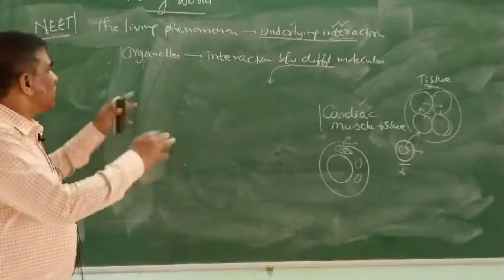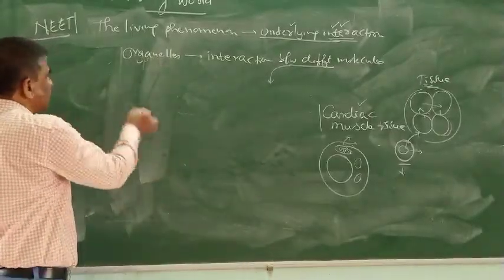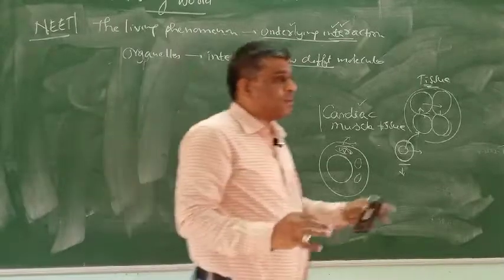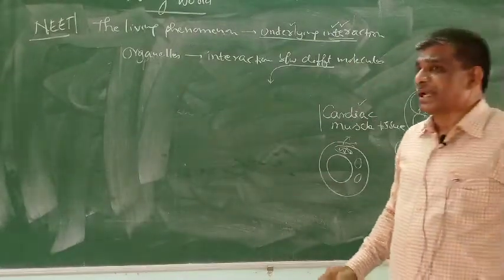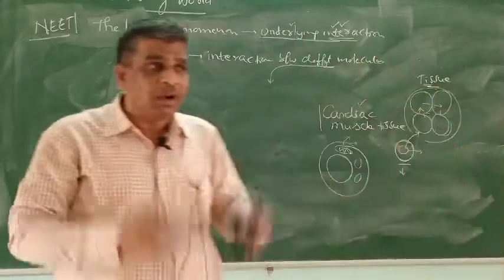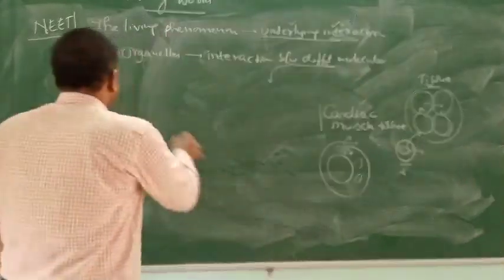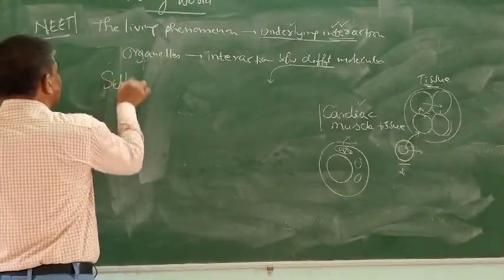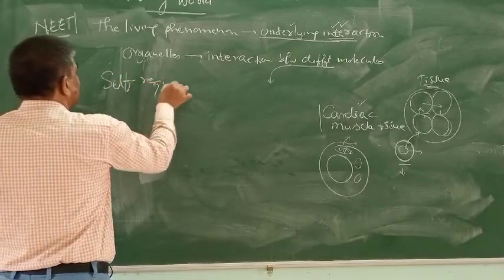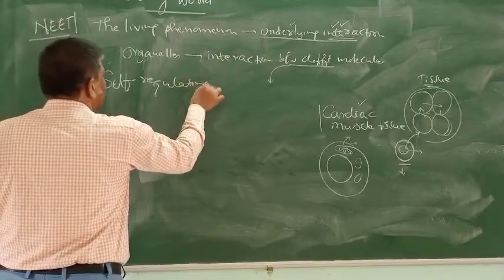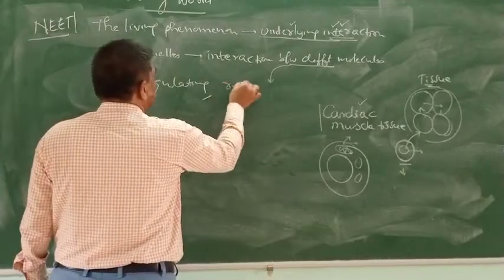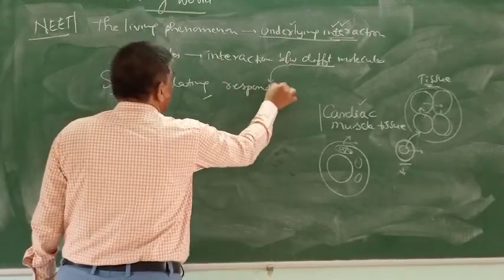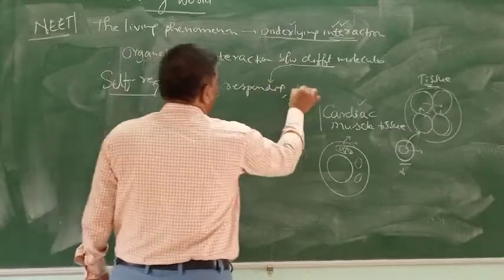So with all these things, organisms are able to respond, they are able to regulate themselves, and they are able to evolve themselves. Organisms are self-regulating, self-responding and also evolving.